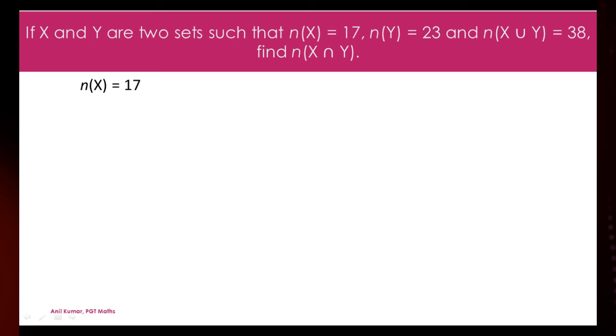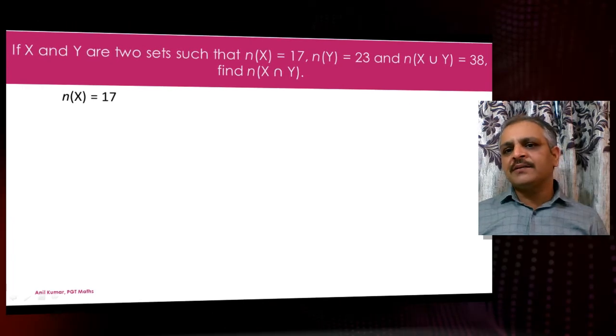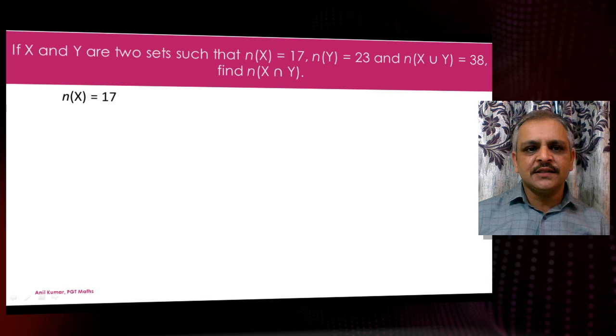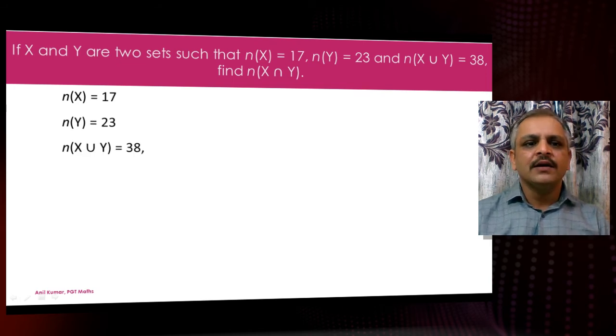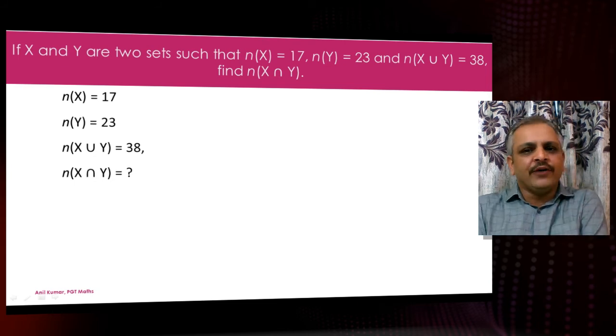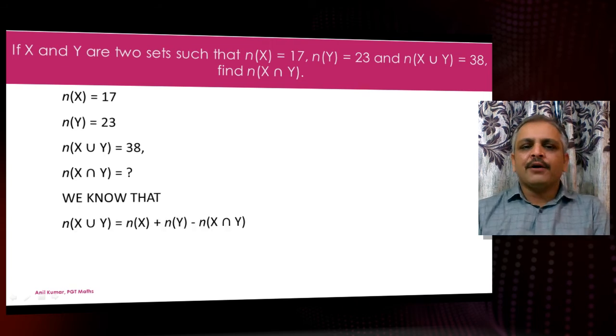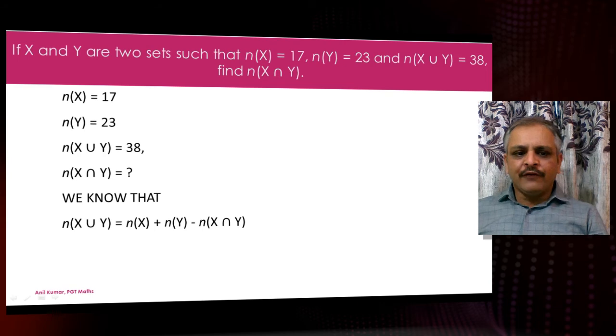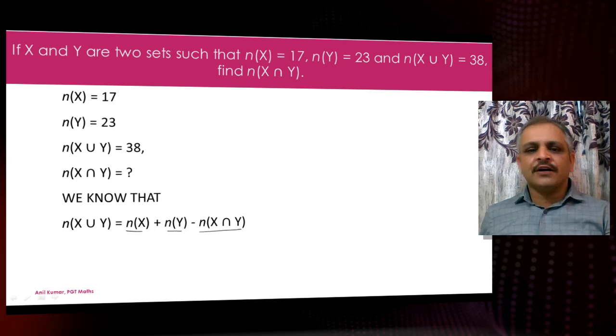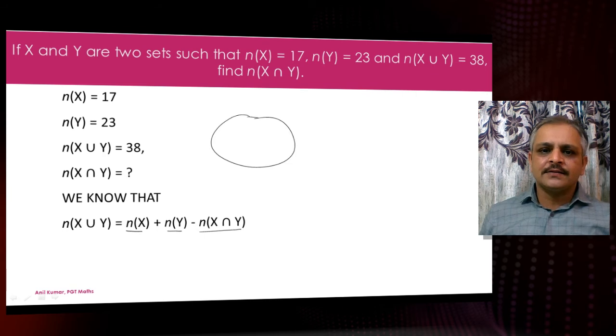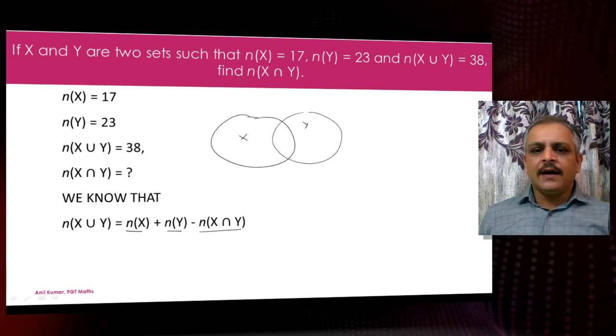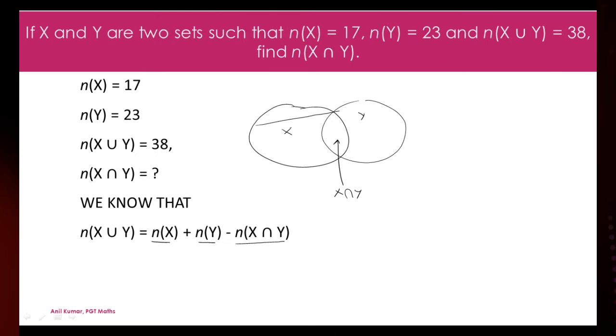X and Y are two sets such that the number of elements in X is 17 and the number of elements in Y is 23. The number of elements in X union Y is 38. So let's list them: X is 17, Y is 23 and X union Y is given as 38. We have to find the number of elements in X intersection Y. We know that the number of elements in X union Y is the number in X plus the number in Y minus whatever is common. See, this set is X, this set is Y, and this will become X intersection Y. The entire set, if I join both of them, will become X union Y.